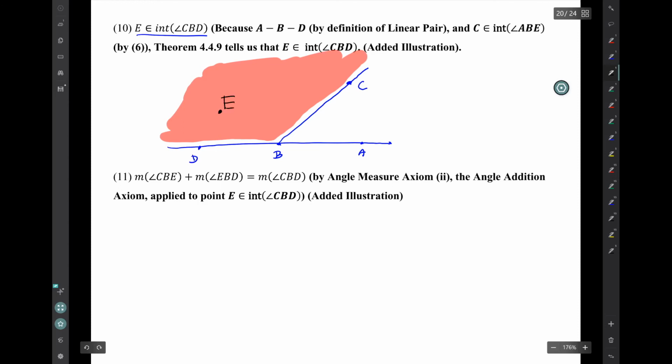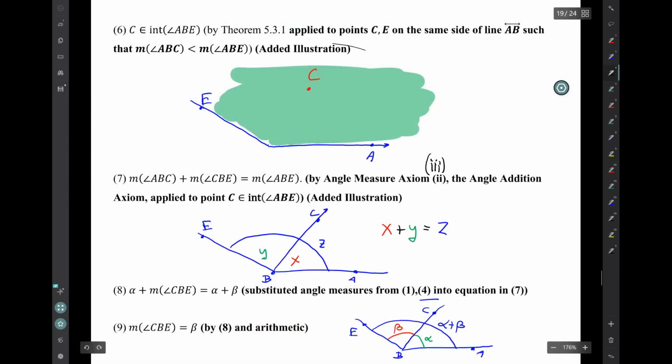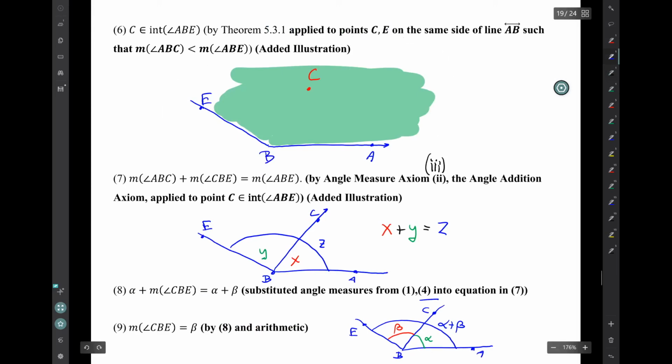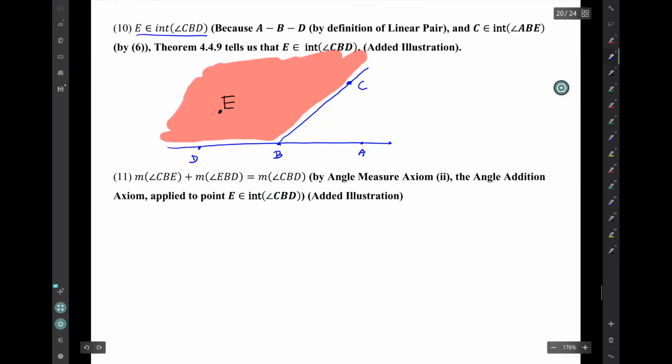So there's an illustration of that statement, that E is in the interior of angle CBD. Now how can we justify that? Well, first of all, let's go back up and look at a previous picture. Notice we have this picture, that C is in the interior of angle ABE. Now let's look at our current picture. Our current picture involves some of those same points but a different shaded half plane.